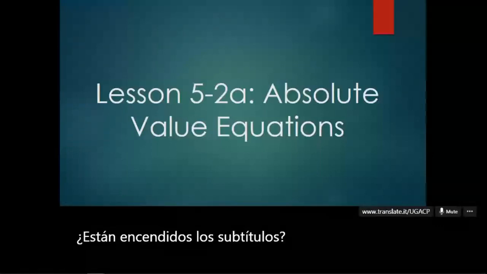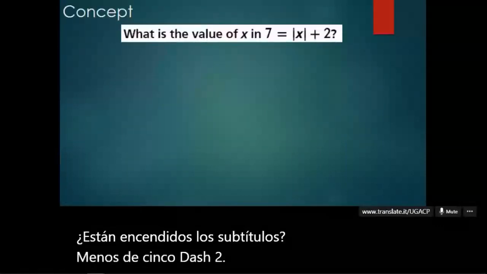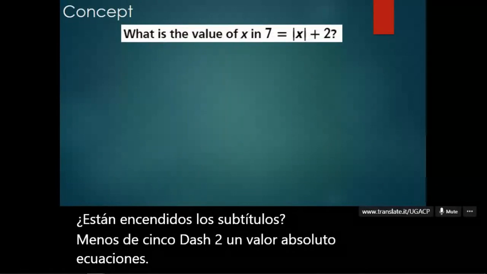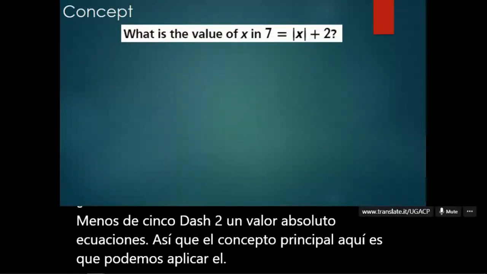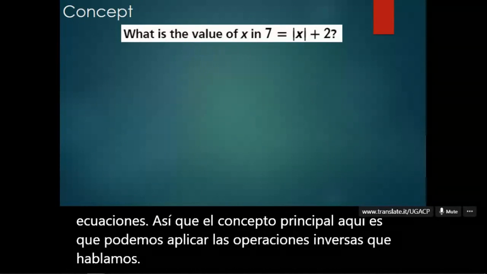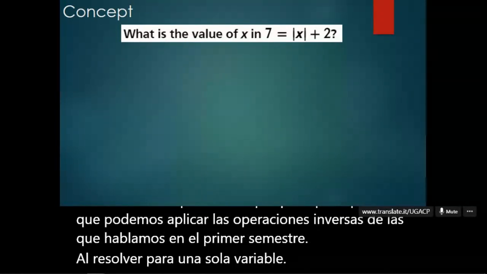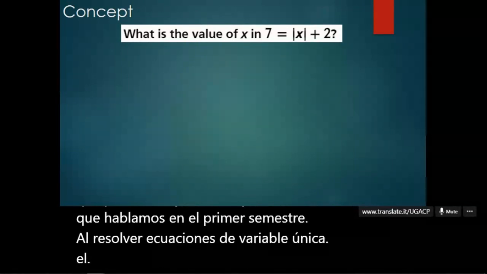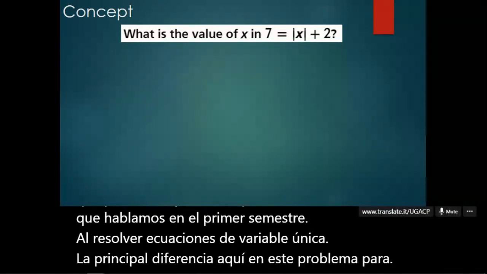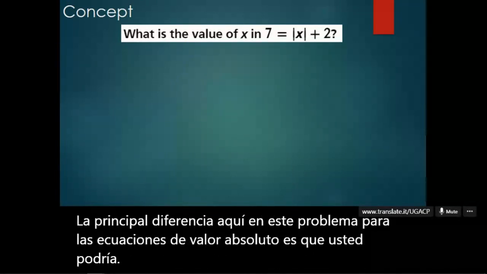Lesson 5-2a, absolute value equations. So the main concept here is that we can apply the inverse operations that we talked about in the first semester when solving for single variable equations. The main difference in absolute value equations is that you can potentially have two solutions.